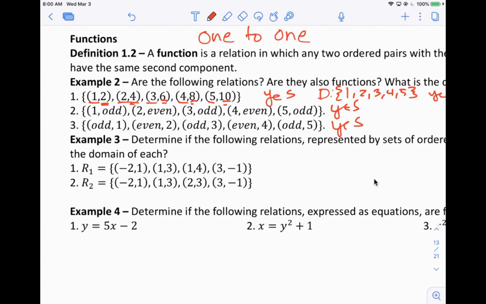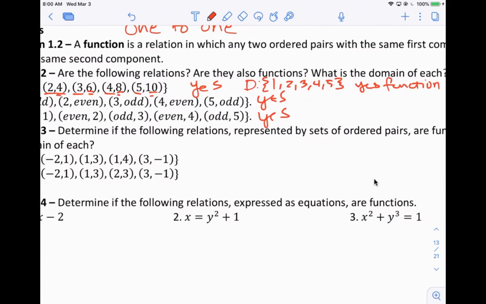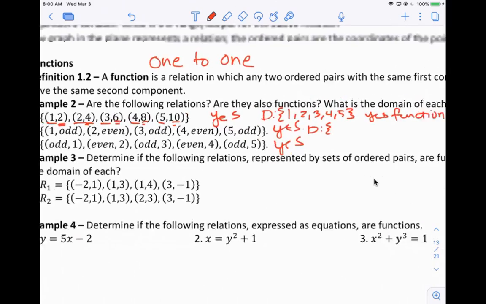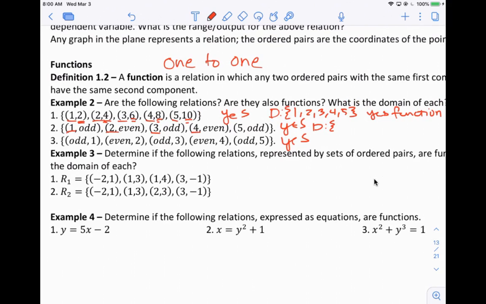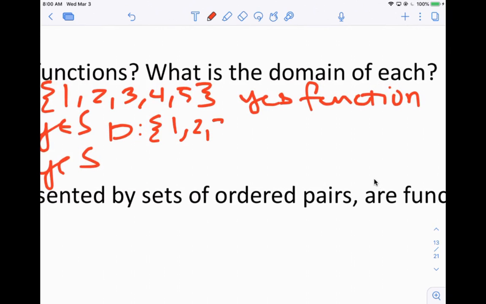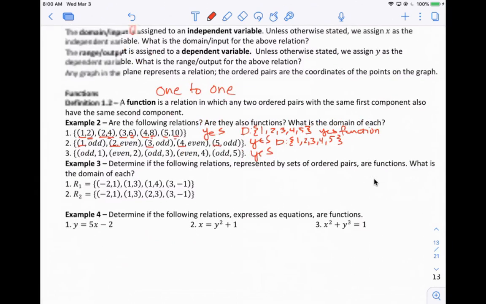So the second one is also a relation. What's the domain here? The domain looks to be about the same. So again, curly bracket, we look at all those input values: 1, 2, 3, 4, 5 seem to be the inputs. Notice I'm not writing 1 to 5, because that's not true. 2.5 is not in that domain. So I have to be very specific: 1, 2, 3, 4, 5. That's it.